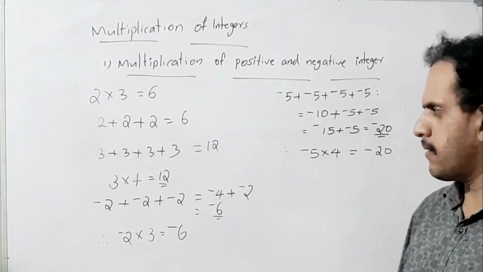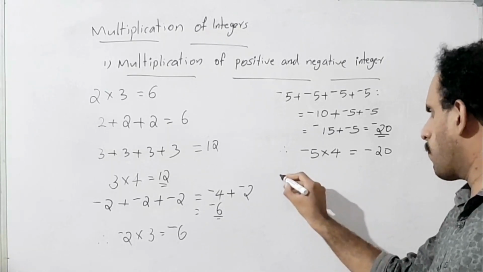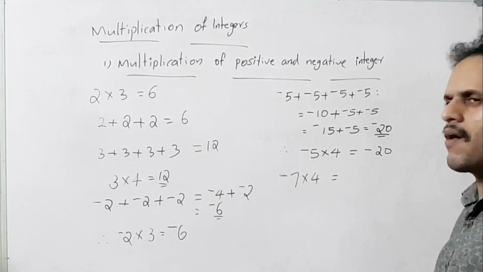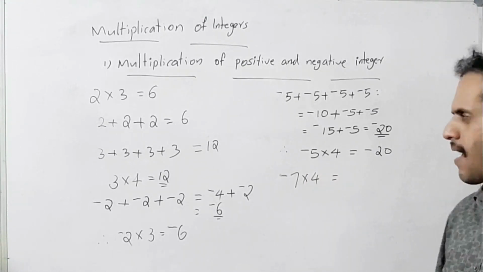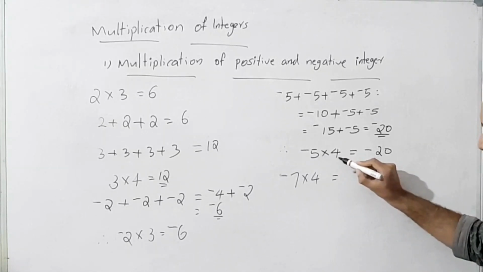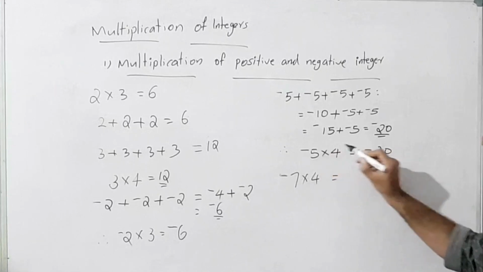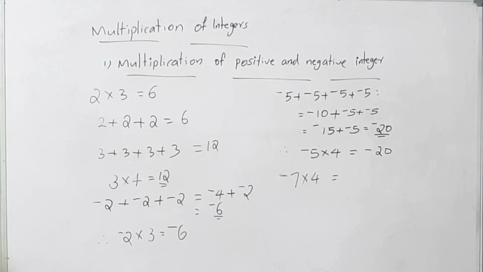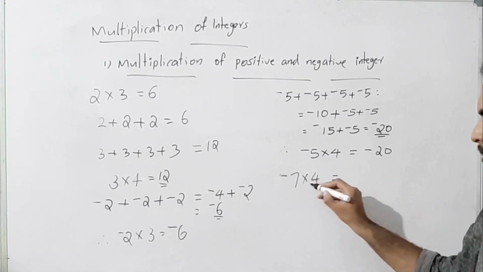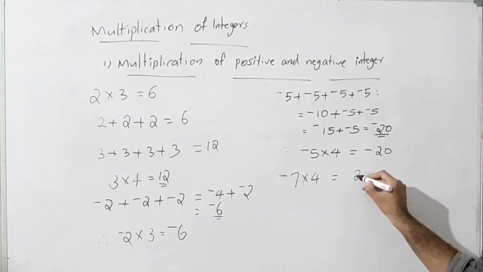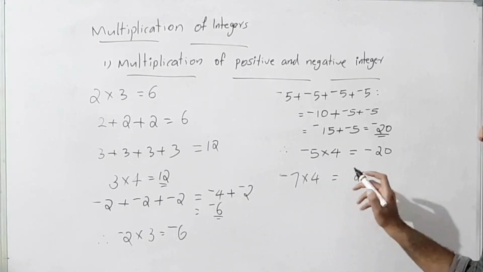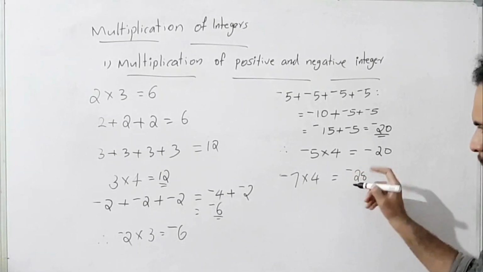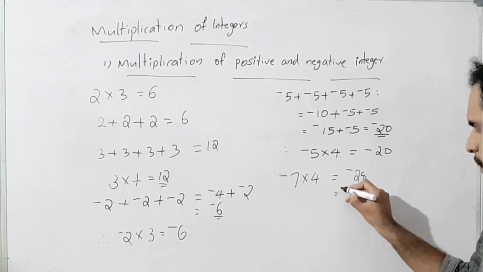Okay, then it's an idea like this. What is the answer of minus 7 into 4? As with 5 into 4, that is 20, then we put the minus symbol. Here, 7 into 4 is 28. One is negative, one is positive, so the answer is minus. Correct? So how do we get 28?